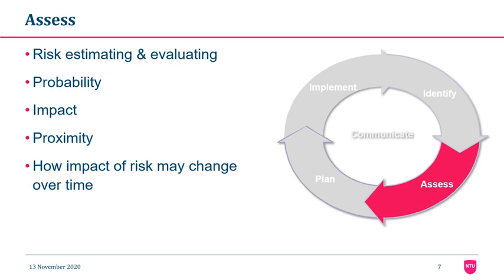Basically, you evaluate or rank the risk by determining the risk magnitude, which is the combination of likelihood or probability and risk impact. Probability is about the likelihood of a risk happening, and impact is an estimate of the potential losses associated with an identified risk. And proximity means when the risk is likely to happen. We should also be careful about how the impact of risk may change over time.